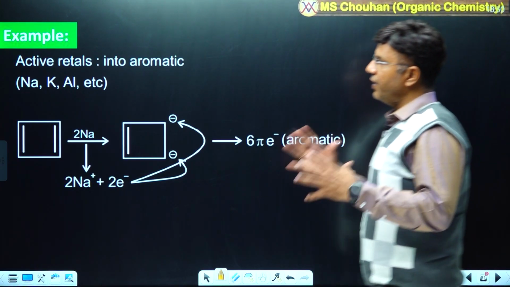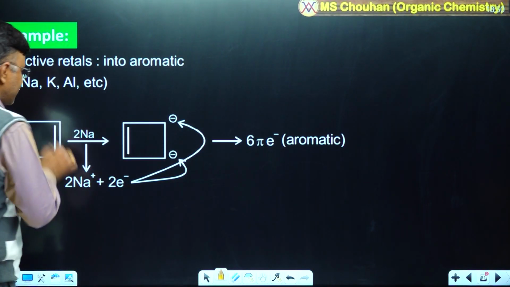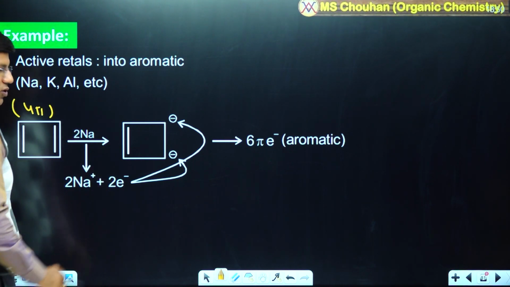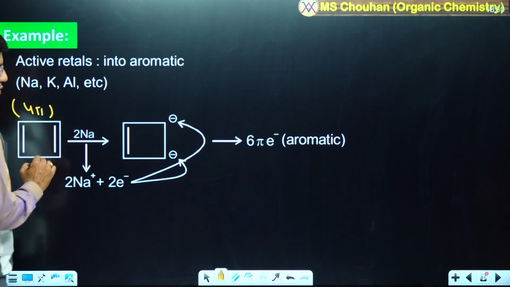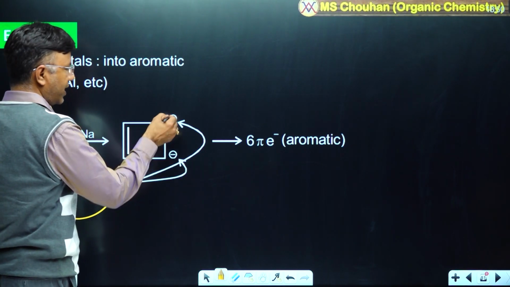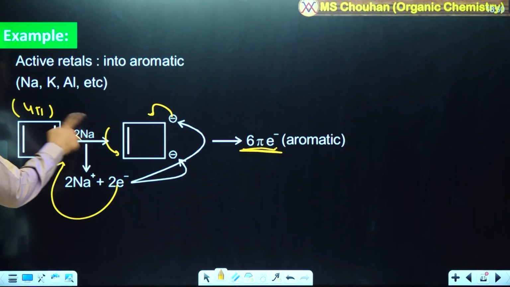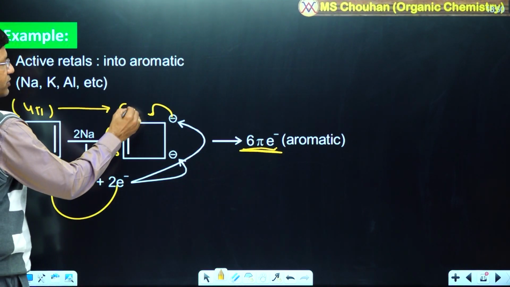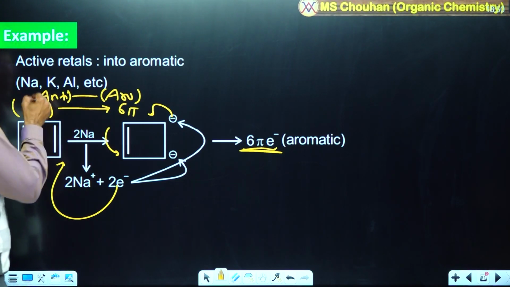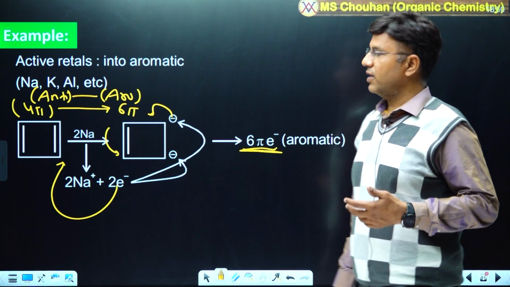Second point, it readily reacts with active metals. Why does anti-aromatic react with active metal? For example, this is anti-aromatic because of 4 pi electron. If I add 2 mole of sodium, twice of Na plus, 2 electron will liberate. S block elements are good source of electron. These 2 electron will attack and there is a formation of carbanion. How many electron delocalize? 6 pi electron. Means if I add 2 electron, 4 pi converts into 6 pi, means anti will convert into aromatic. Got it? This means anti-aromatic molecule readily reacts with active metals.